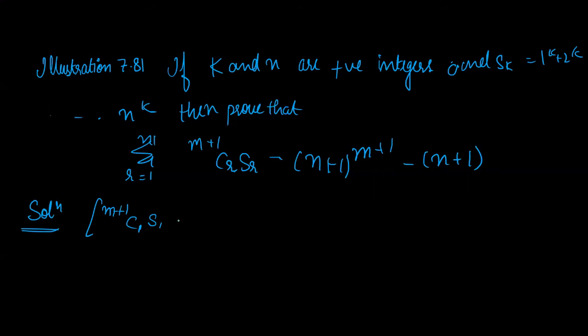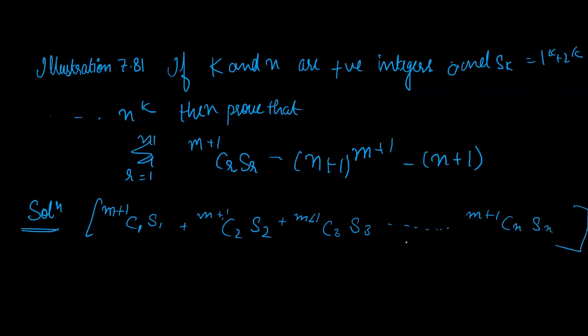So I'm putting S as 1. So it will become what? M plus 1 C1 S1 plus M plus 1 C2 S2, I'm putting the value of R basically. Then M plus 1 C3 S3, and it will go on till where we have to go, till N, right? M plus 1 Cn Sn. This will be the opening.